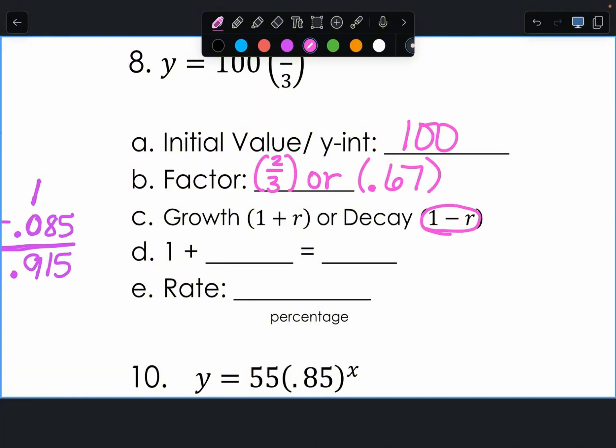Kennedy, I will kick you out. It's just a number.